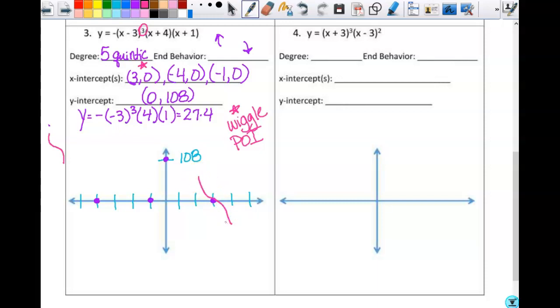Okay. So I'm going to start. So I kind of already have that. Let's see if I can attach to it. So I start up, and I'm going to go down, go up through here. I hit 108, and then I'm going to hit this, and I come down and I do my wiggle, and it keeps on going. And there you go. So I have up, down. I've taken into account all of my zeros and my y-intercept, and I am good to go.